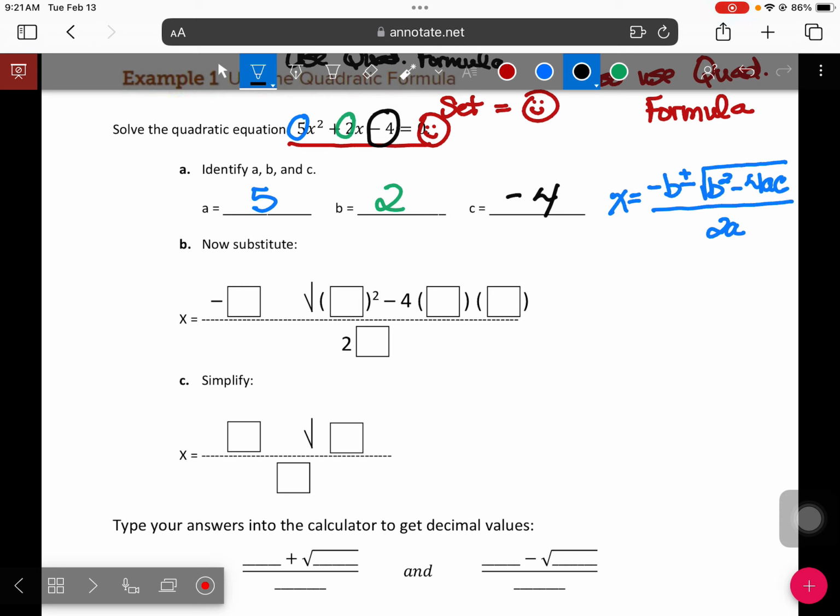Okay? Yeah, we'll go ahead and substitute. So opposite of B. If B is 2, the opposite of B is going to be -2. Okay, -2. Now, they don't have it here, but it must be plus or minus.